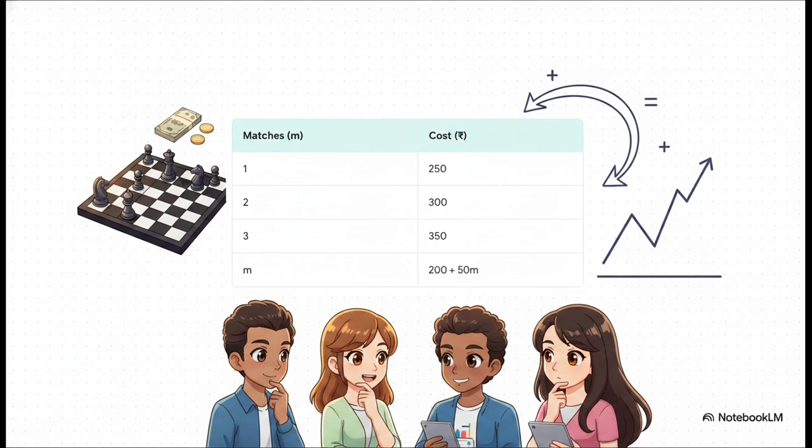Imagine a chess club that charges a flat 200 rupee joining fee plus 50 rupees for every individual match you play. Notice the pattern in what you're paying. One match is 250 rupees total, 2 matches is 300, 3 matches is 350. Are you seeing the pattern here? For every single match played, the total cost increases by exactly 50 rupees. That constant rate of change is the absolute hallmark of a linear pattern. So if you play M number of matches, your cost is always going to be 200 plus 50M.